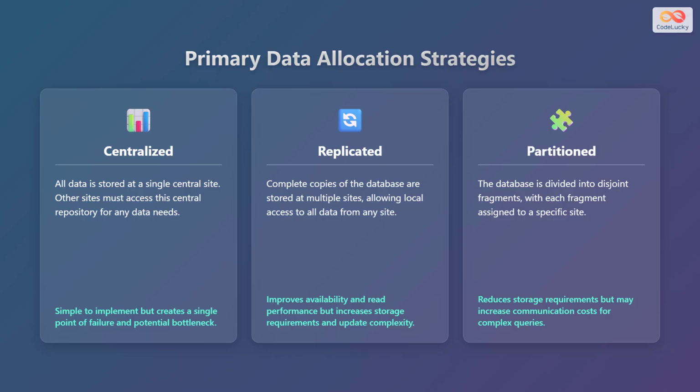The final strategy is partitioned allocation. With this strategy, the database is divided into disjoint fragments, with each fragment assigned to a specific site. This reduces storage requirements, but may increase communication costs for complex queries.